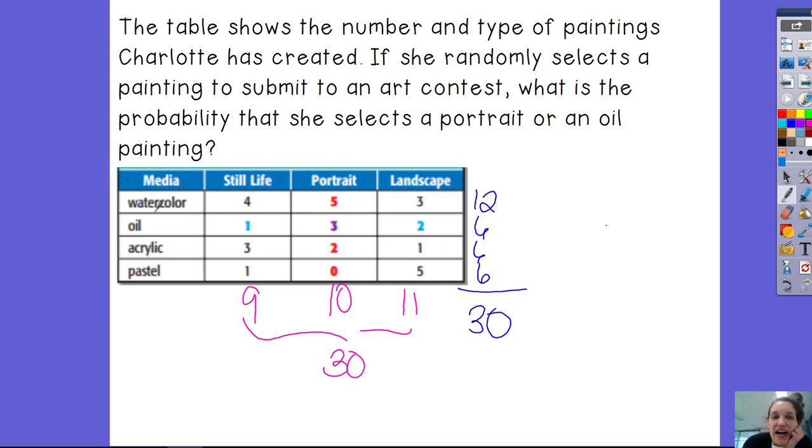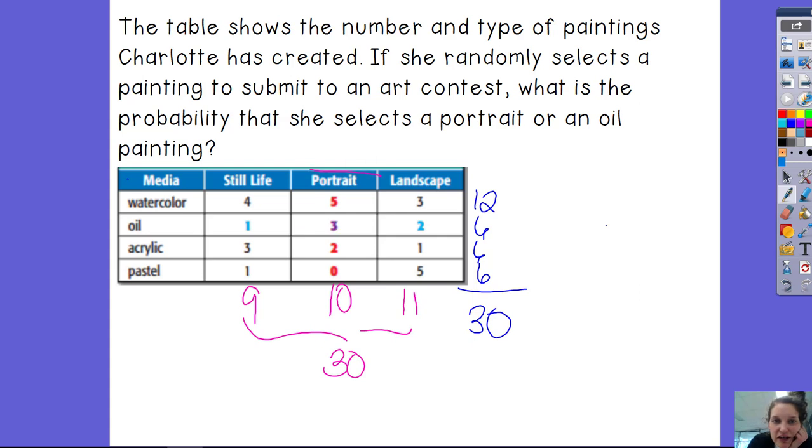But notice, I have some watercolor paintings that are still lifes, some that are portraits, and some that are landscapes. So a painting can be both a still life and a watercolor. It can be one of these options from the media category, and it can be one of these options from the style category. So when we're trying to figure out the probability that she selects a portrait or an oil painting, you can be a portrait and an oil painting at the same time.